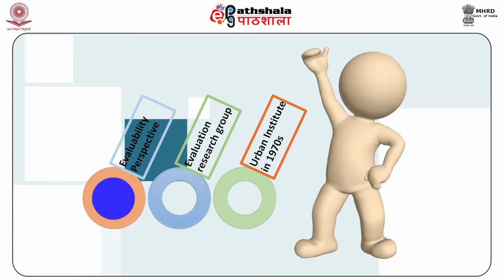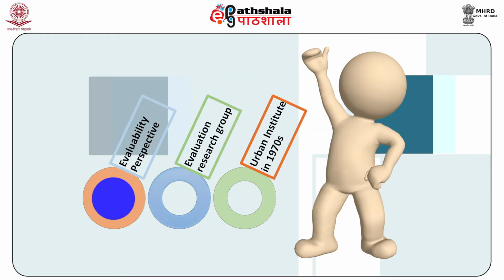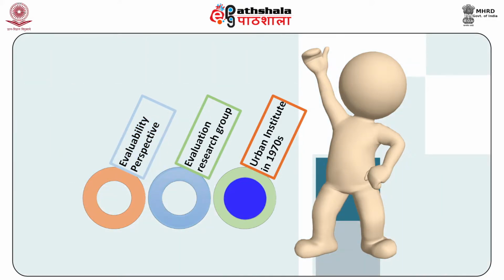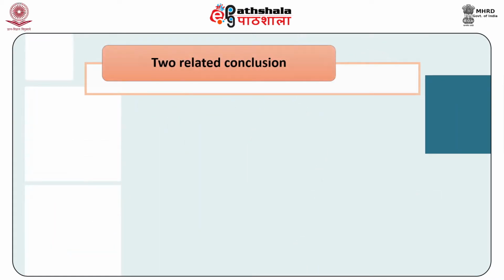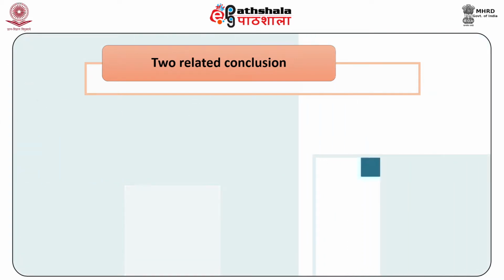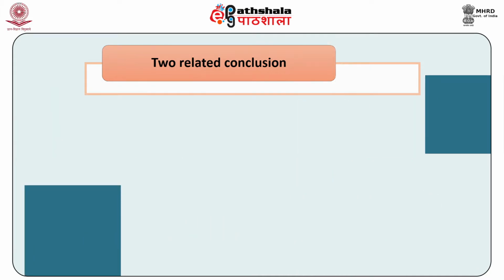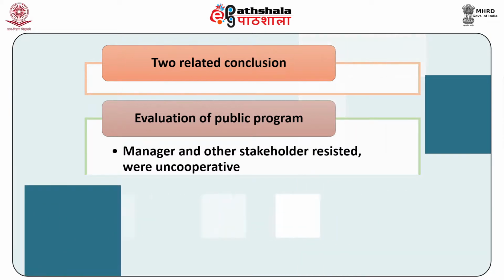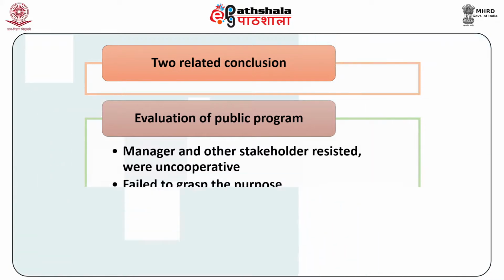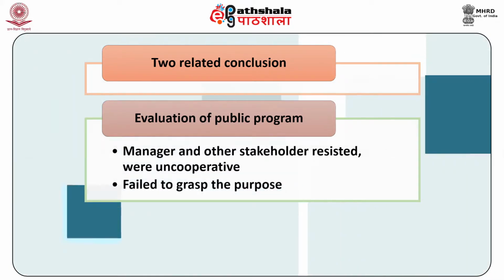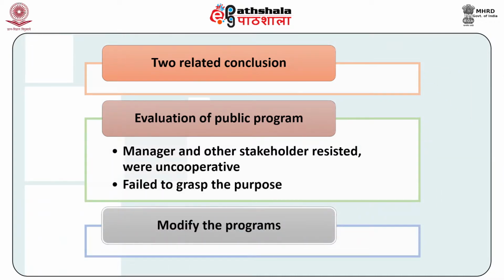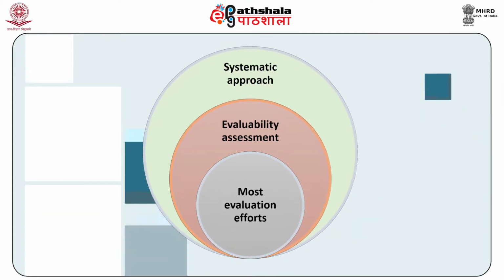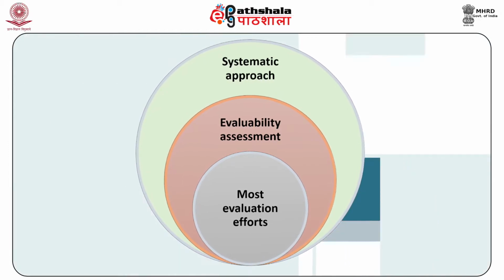The evaluability perspective. The ideas discussed in this section stem from the experiences of an evaluation research group at the Urban Institute in the 1970s, whose evaluation efforts led them to related conclusions. First, they found it difficult, sometimes impossible, to evaluate public programs because managers and other stakeholders resisted, were uncooperative, or failed to grasp the purpose of the study. Second, they found that programs were too frequently modified. This led to the view that a systematic approach, which they termed evaluability assessment, should precede most evaluation efforts.